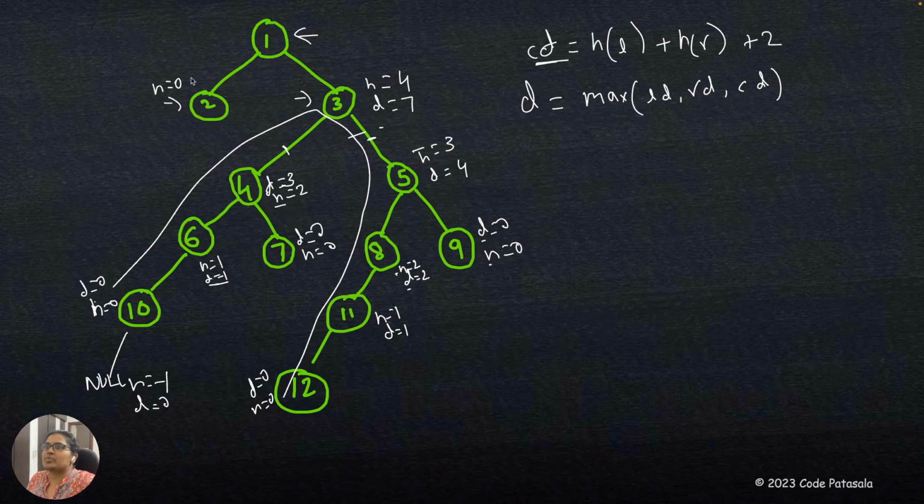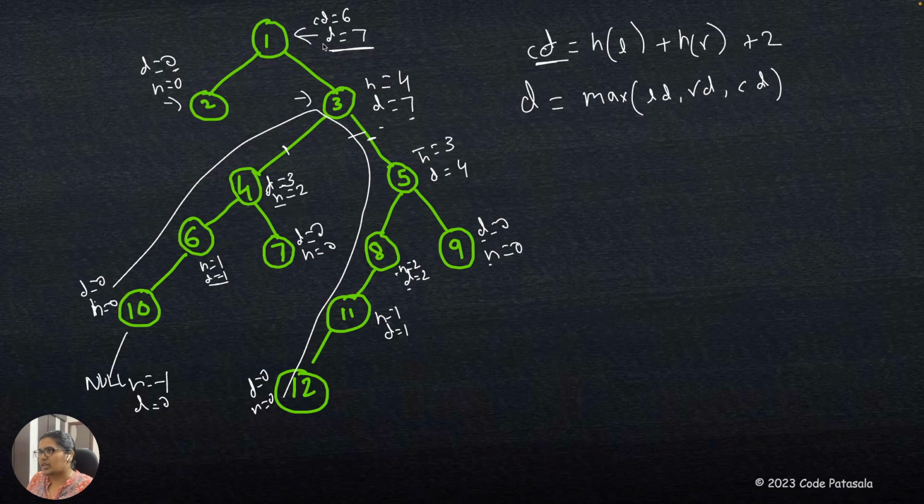Okay. Now at this point, left height is 0, right height is 0, left diameter is also 0, and right diameter is 7. Now if you find the current diameter here, that would be left height 0, right height 4, plus 2, which would be 6. Whereas left diameter is 0 and right diameter is 7. So the maximum of all three is 7. So the diameter for the root node would still be 7, and that is coming from its right child.